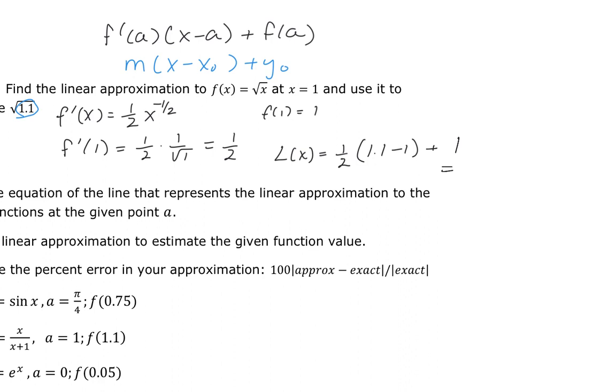So what I really have is that the square root of 1.1 is approximately equal to 1/2 multiplied by 0.1 plus 1. And you're like, well, don't I still need a calculator? Well, not really, because I have 1/2, and 0.1 is the same thing as 1 divided by 10, plus 1. So this really is 1 over 20 plus 1. And so this is 21 over 20. And that's approximately the square root of 1.1. So we can say the square root of 1.1 is about 21 over 20.